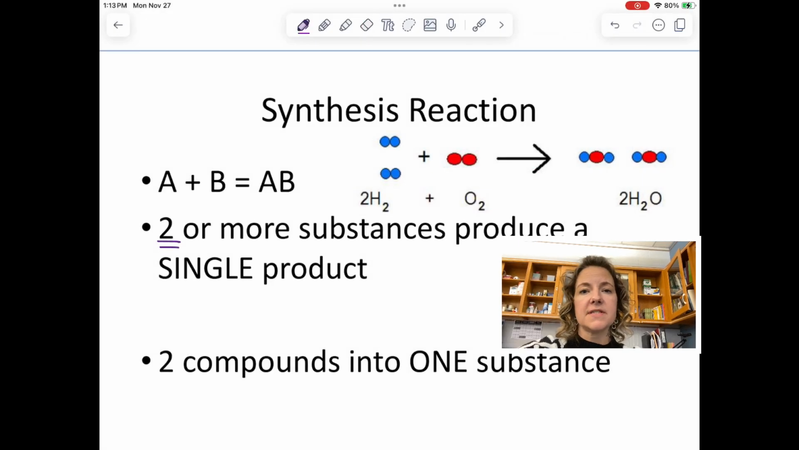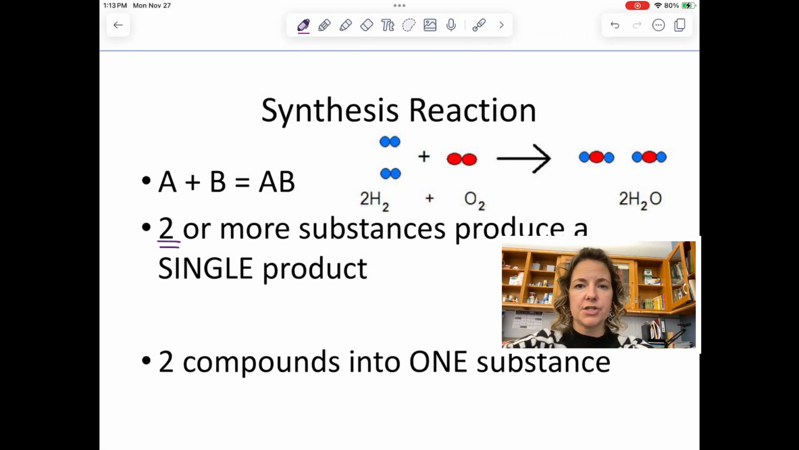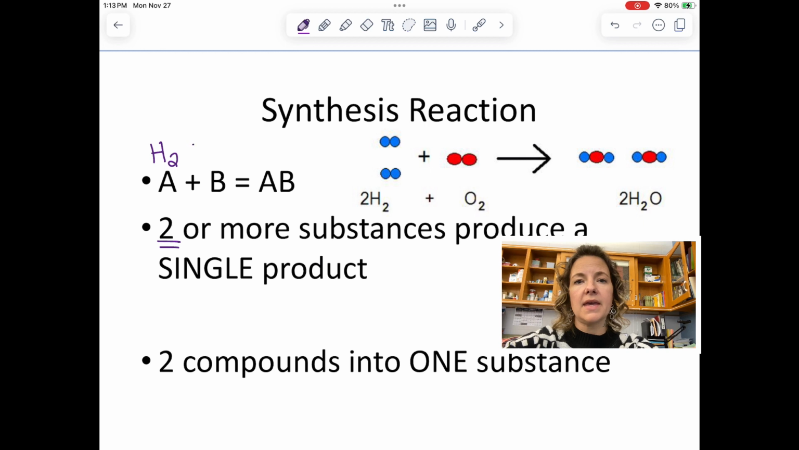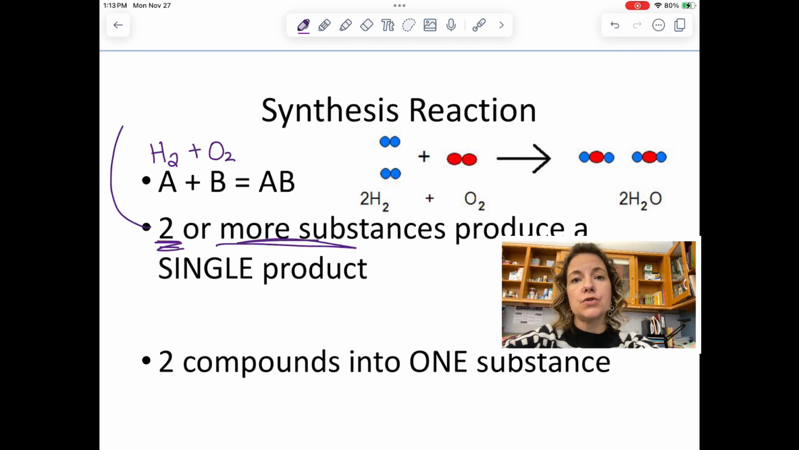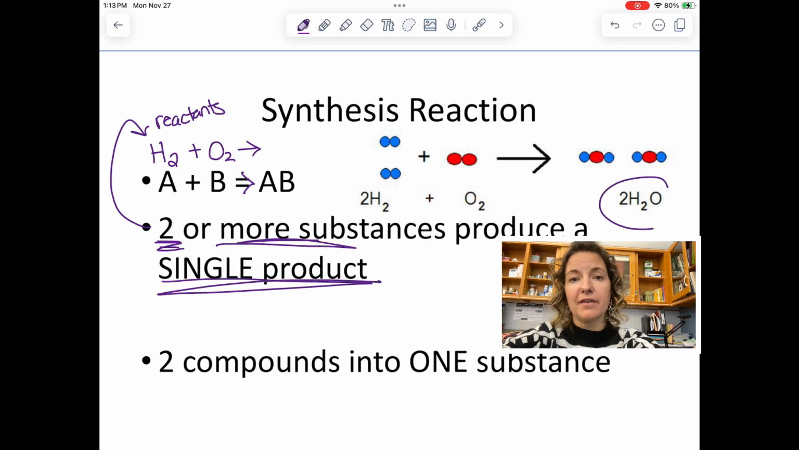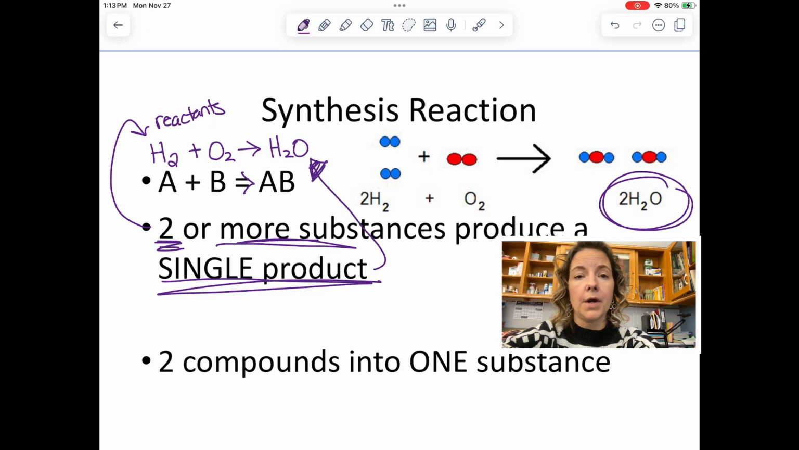So let's talk about synthesis and combustion reactions. When it comes to a synthesis reaction, what that means is that we are going to have two substances or more combine into one. So the first example that I have here is two individual elements. We have hydrogen and oxygen combining to make one product of water. So that's one example of a synthesis reaction.